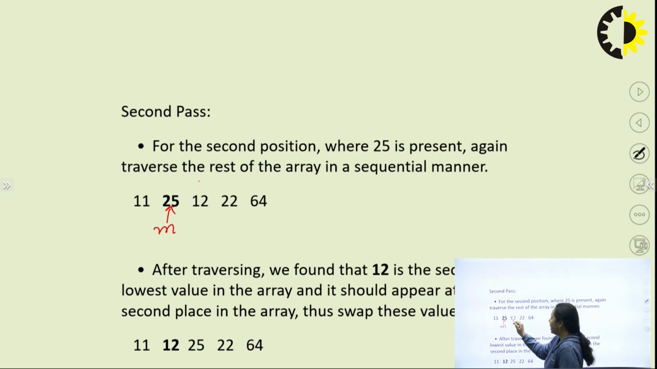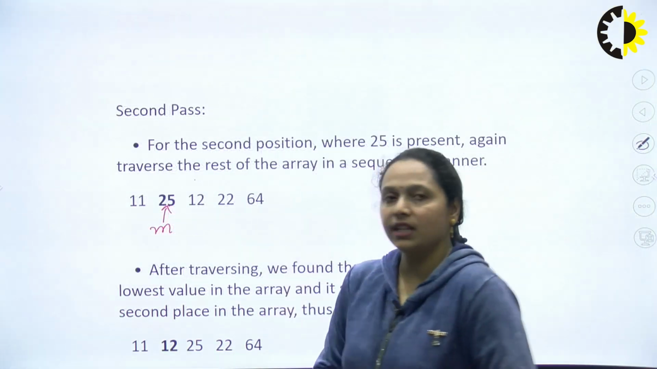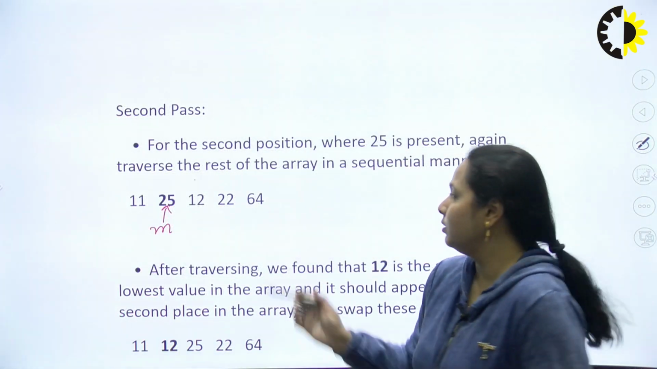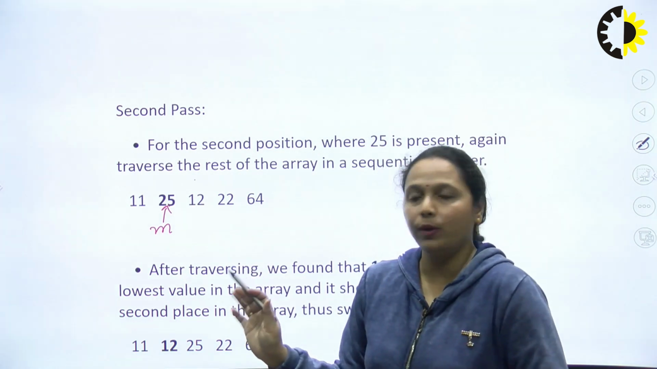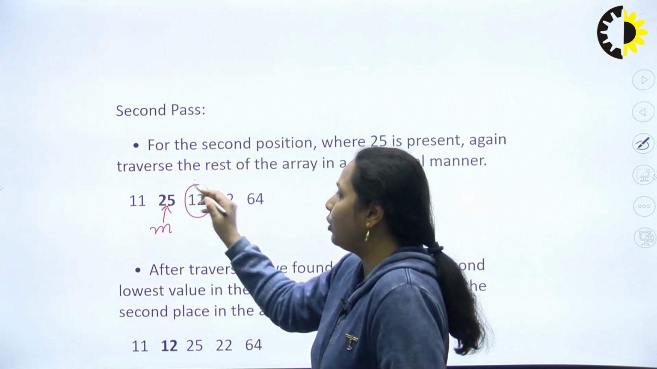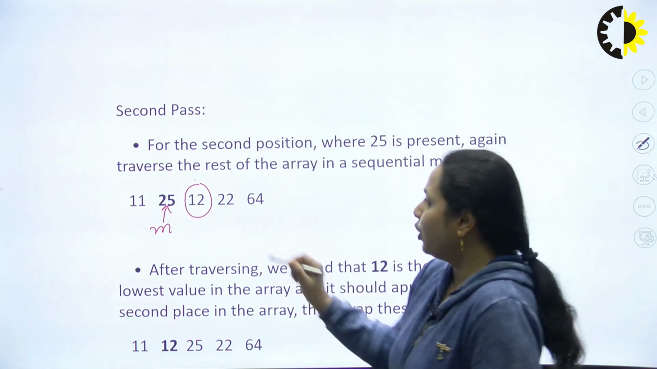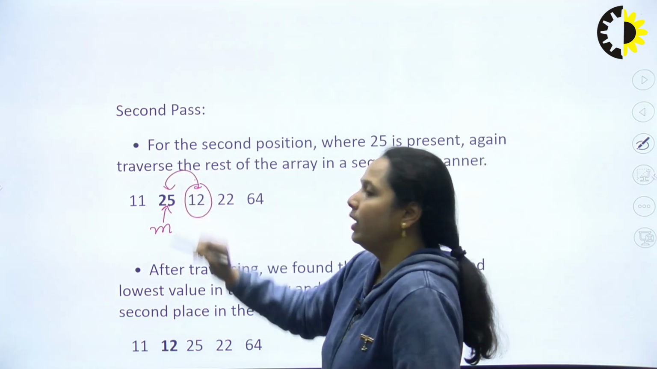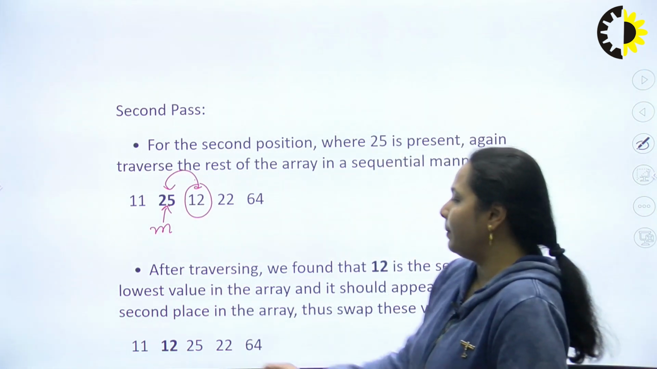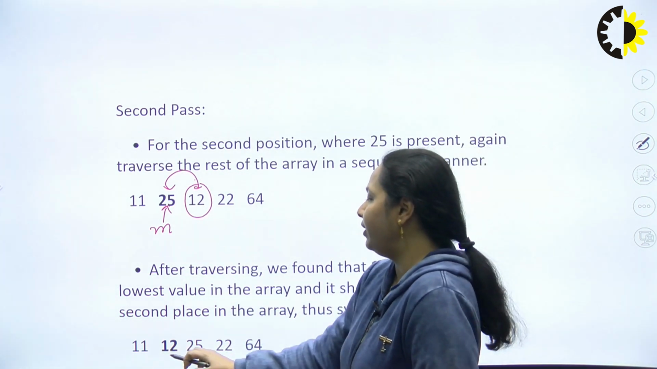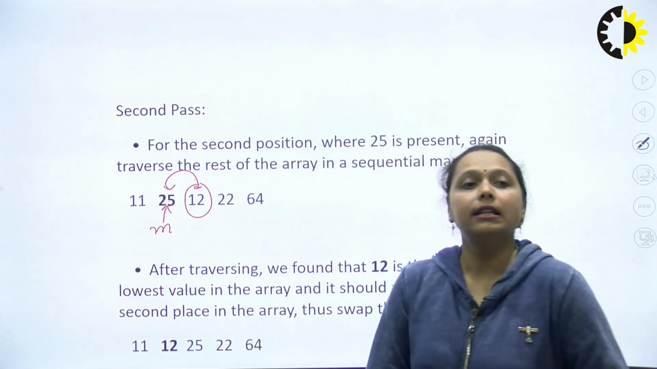Same process means again we will compare, for 12. 12 is minimum. Next, 22. 22 is not less than 12, which means 12 will remain minimum. Next we have 64. It means 64 is not less than 12. So what did we find? We found 12 is the smallest element present within the list. So we will swap these two elements. After swapping, what do we receive? We receive 11, 12, 25, 22 and 64.